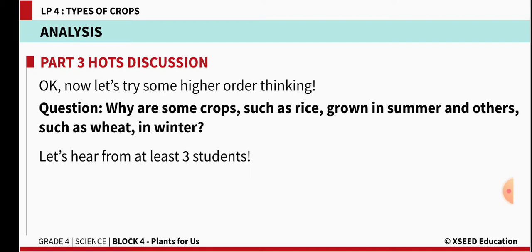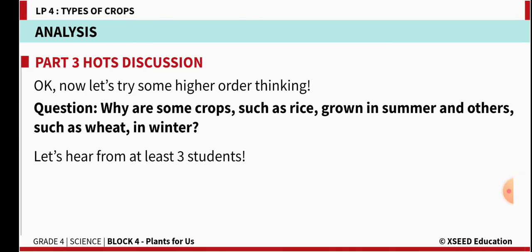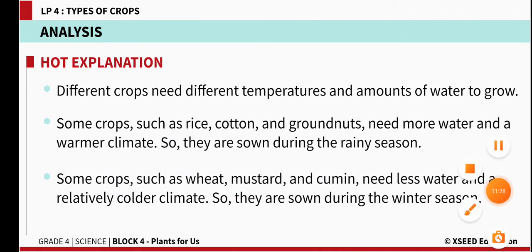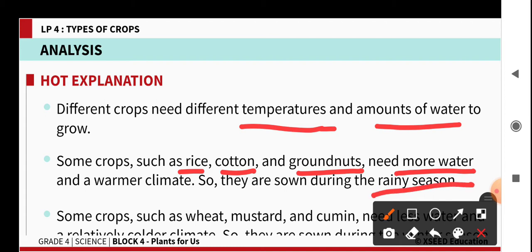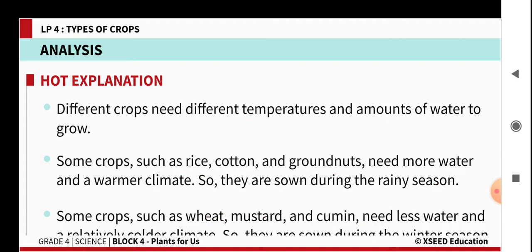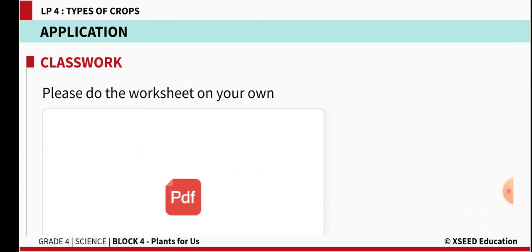Why are some crops such as rice grown in summer and others such as wheat in winter? Rainy season crops grow only in the rainy season because they need more water. Different crops need different temperatures and amounts of water. Water is very important. Rice, cotton and groundnut need more water, that's why they grow in the rainy season. Some crops like wheat, mustard and cumin need less water for their growth, so they can grow in the winter season. Understood, children?